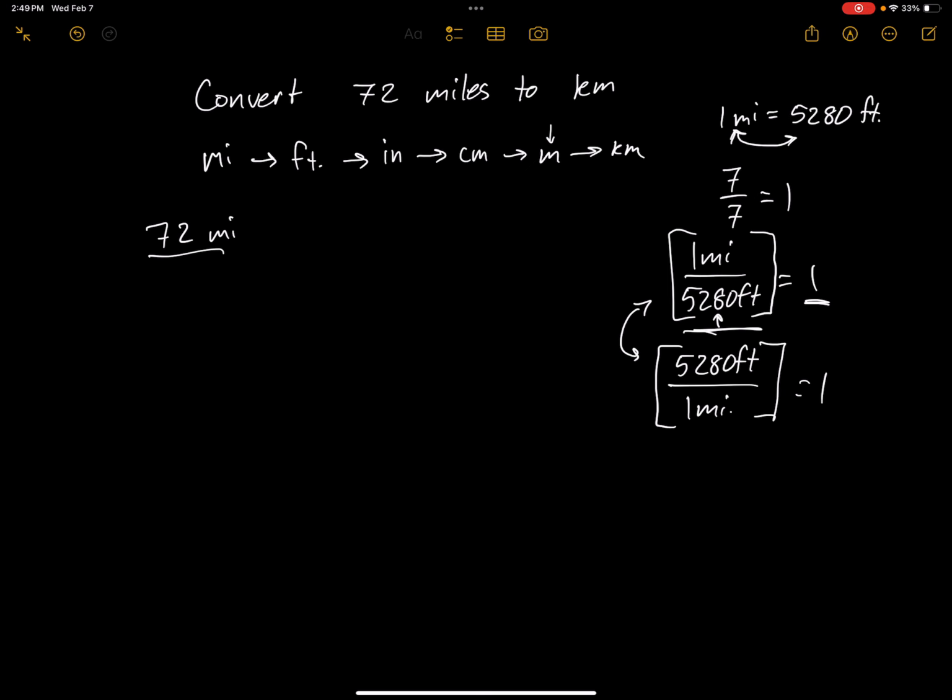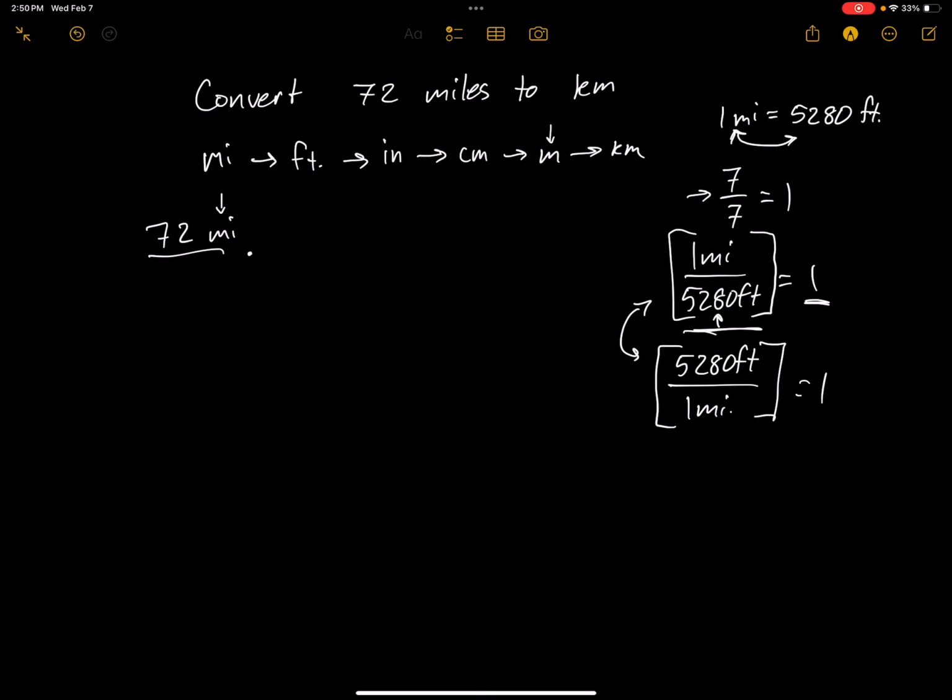Now the question is, how do I decide which one to use? This is where units guide me, because back over here, I look at the fact that I have miles and I want to cancel miles off. In algebra, the way we cancel things off is, if it's being multiplied, the opposite is division. If you divide miles by miles, it just equals 1, just like 7 divided by 7 equals 1.